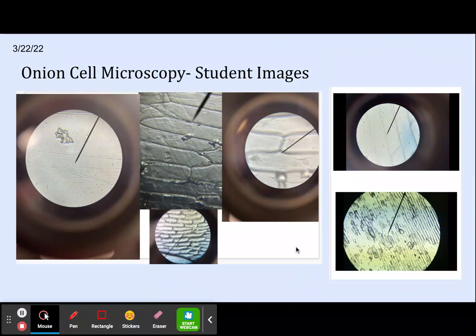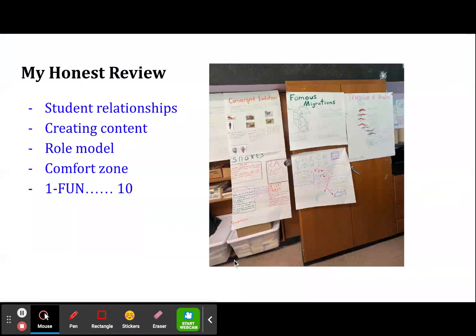These are some images from onion cells that we took. It's really important for students to acknowledge the difference between animal and plant cells because plant cells are structured quite differently. And we didn't need dye for this, which was really cool.